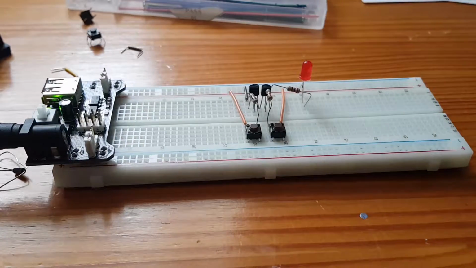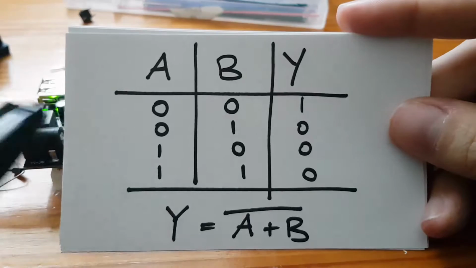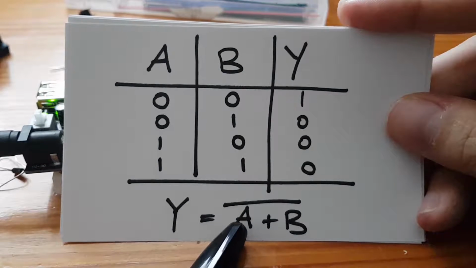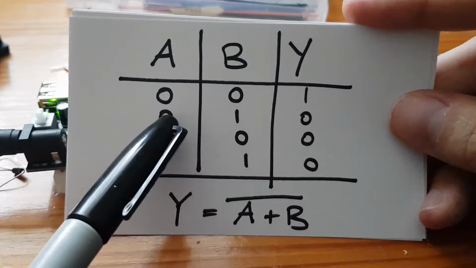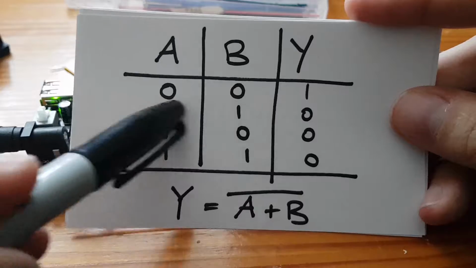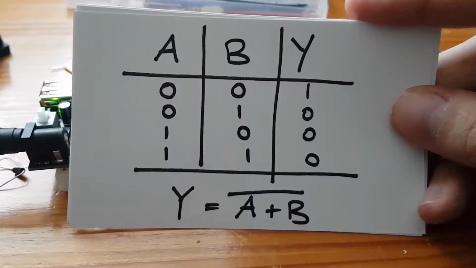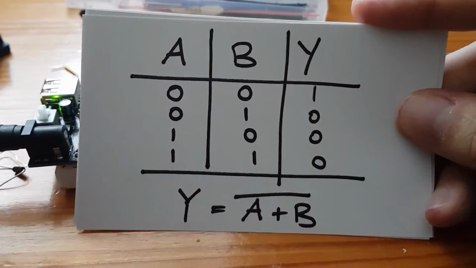So in Boolean algebra, and if we have a look at our truth table, we can see here that y is equal to a or b inverted. So our OR gate, remember, one or both are on, then the output will be on. The inverse of that would be when both are off, the output is on. And then when one or the other or both are on, the output is off.